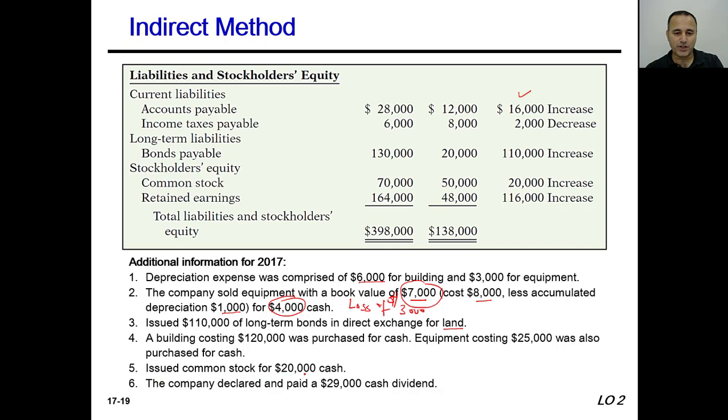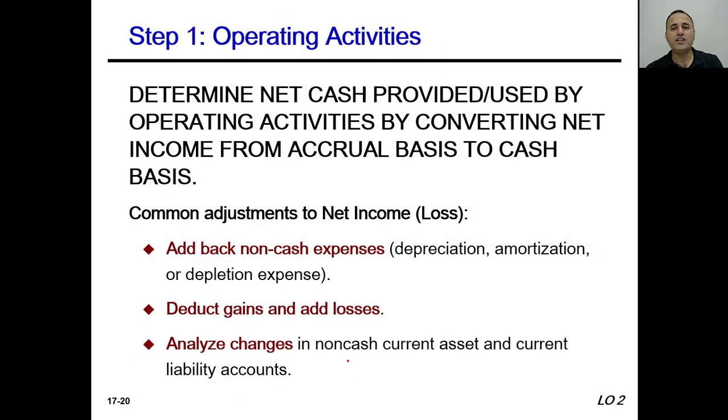Issued common stock for $20,000 cash. The company declared and paid $29,000 as a cash dividend. So we need all this information because in one way or the other, they are affecting our cash. I mean, the net cash flows, whether it can be a cash outflow or maybe a cash inflow.